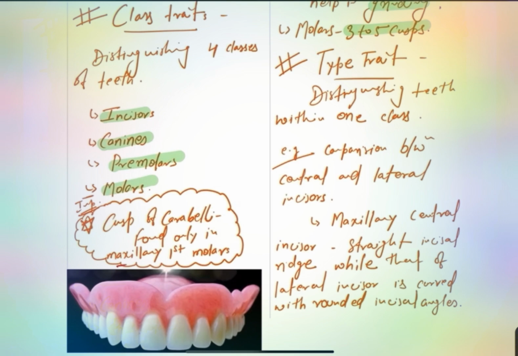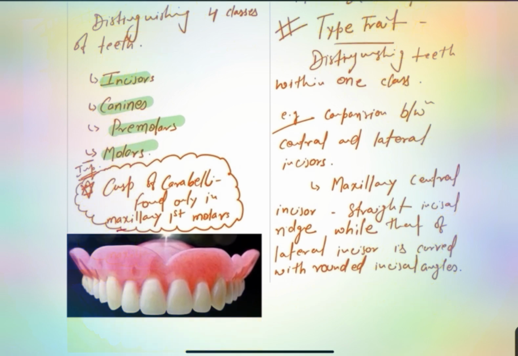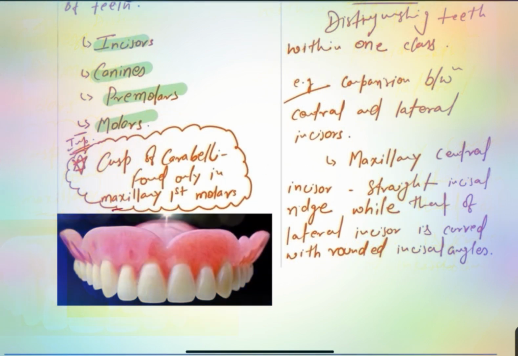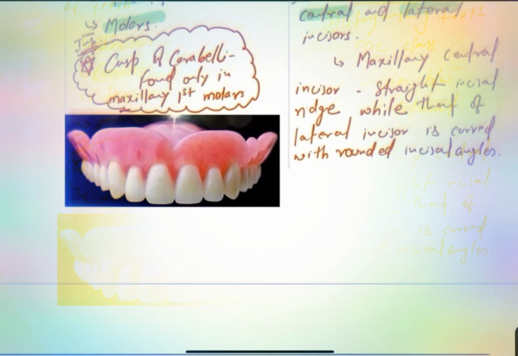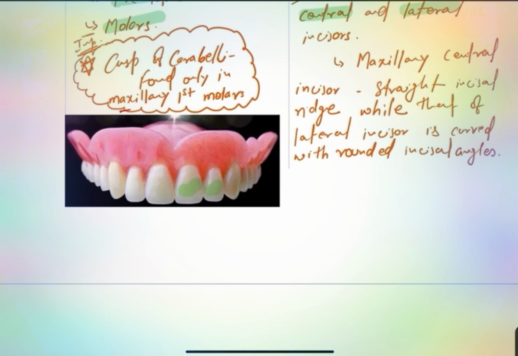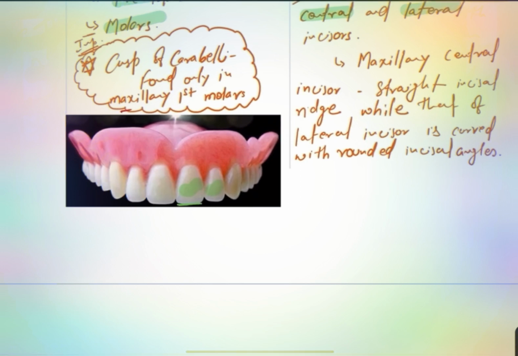Next, type trait. Type trait distinguishes the teeth within one class. Okay, means in one class, like in incisors, you will find central and lateral incisors are there. If you compare central and lateral incisor, see, this is the central and this is the lateral incisor. You can see clearly that the central incisor has a straight incisal edge, while in the lateral incisor the incisal edge is slightly rounded, right? Okay.